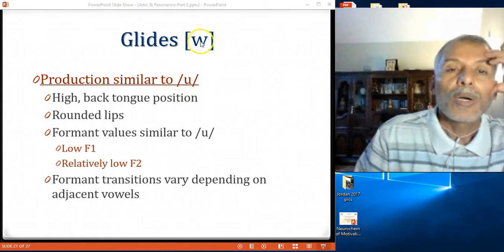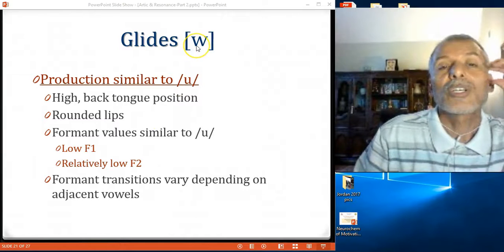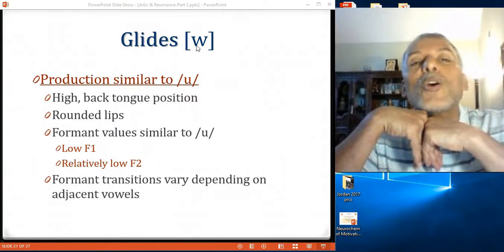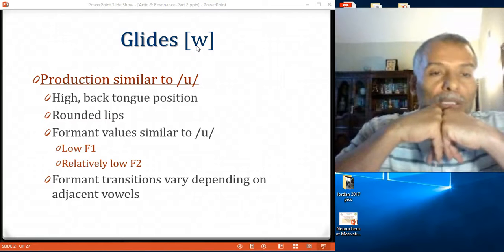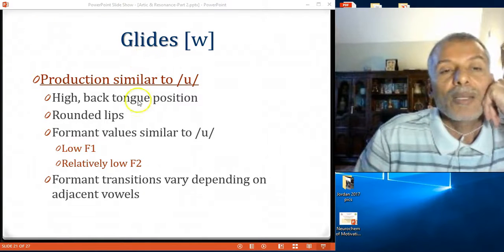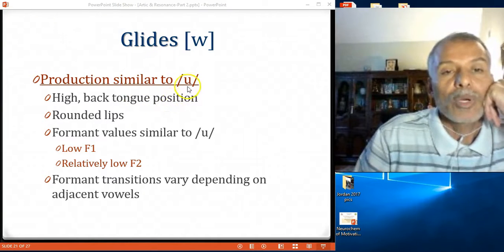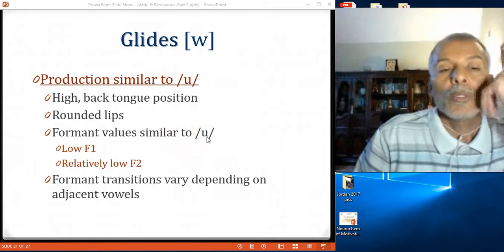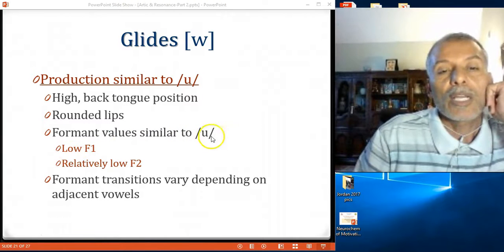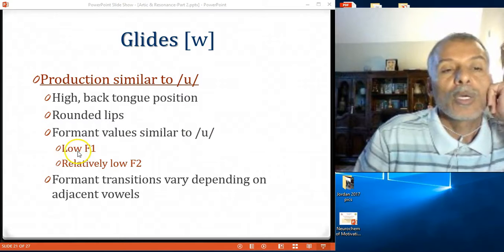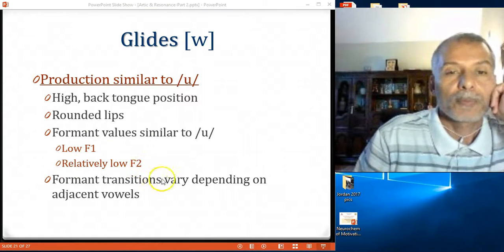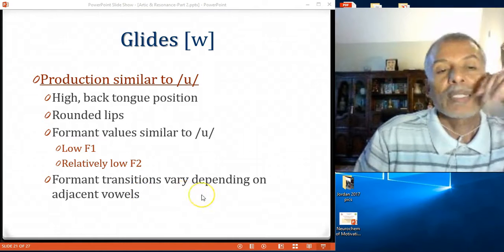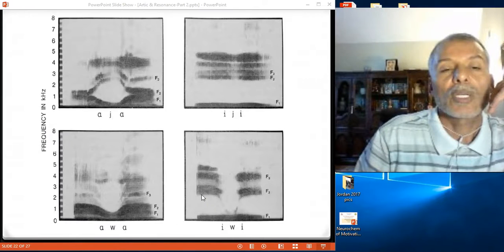The w is very similar to the "oo," because you start to say "oo" and then w. So it is a high back tongue position, the tongue rises and goes back in the oral cavity, with rounded lips, and formant values are very, very similar to the "oo." Like the "oo," the w is going to have a low F1 and a relatively low F2. Formant transitions, again, are going to depend on what comes before and what comes after.